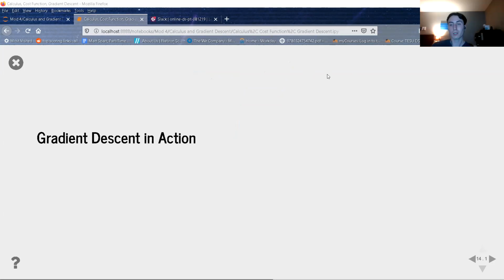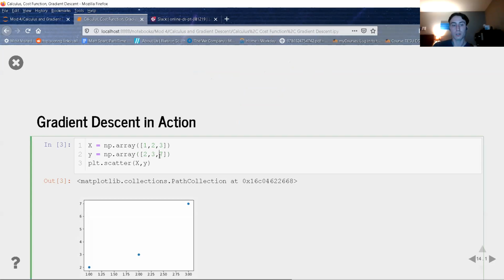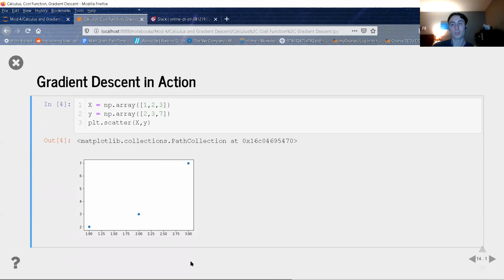All right, so now we're going to see this in action. We're going to start really simple. We just have a data set with 3 points, and we're going to try and do a linear regression on this using gradient descent. If you can see on here, we have these 3 points. We basically want the line of best fit that minimizes all the distances from the points to the line.